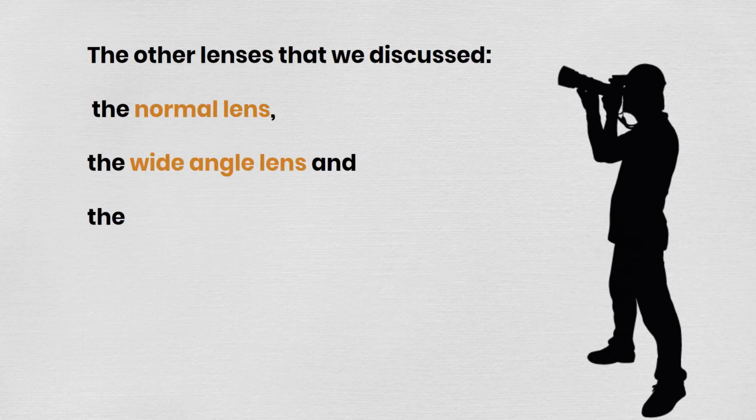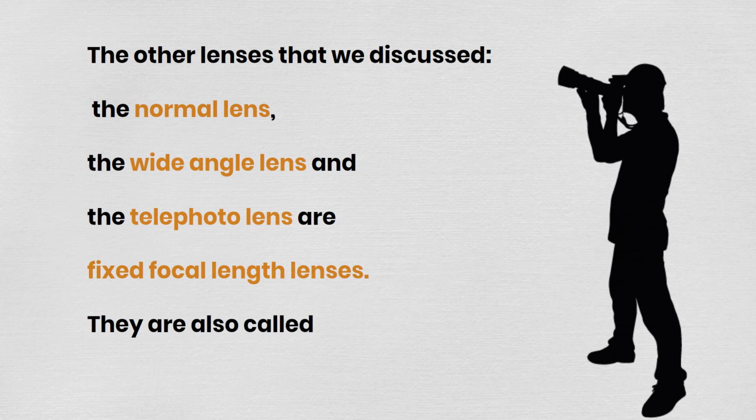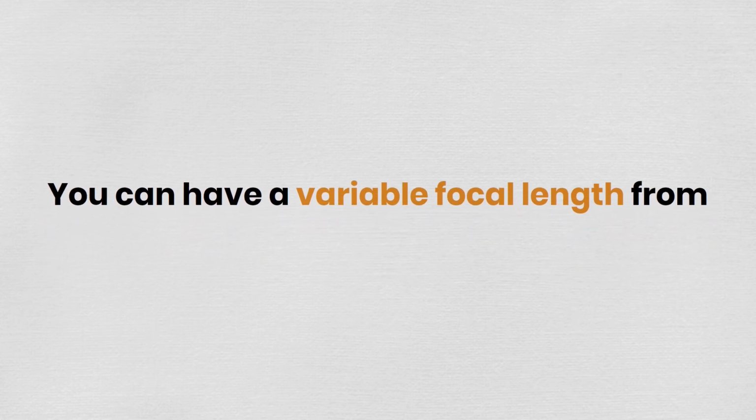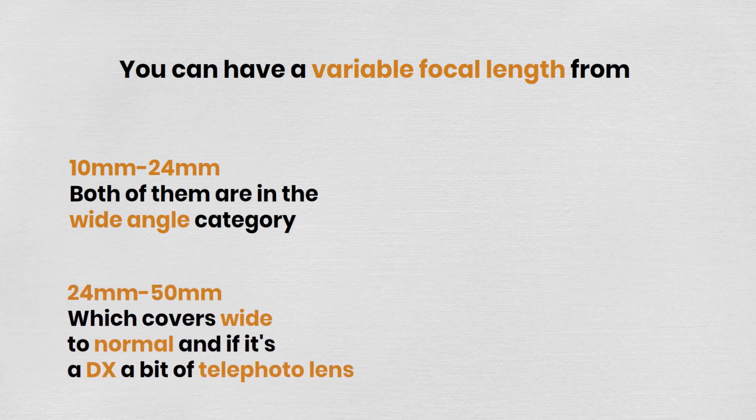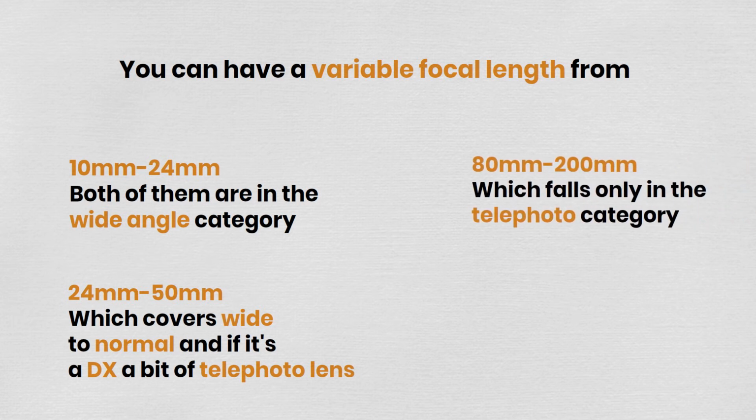The other lenses which we discussed, the normal lens, the wide angle lens and the telephoto lens, are fixed focal length lenses. They are also called prime lenses or block lenses, whereas zoom lenses have a variable focal length. You can have a variable focal length from, let us say, 10 to 24 mm. Both of them are in the wide angle category. You can have a zoom lens between 24 and 50 which covers wide to normal, and if it is a DX, a bit of telephoto. Or there are zoom lenses from 80 to 200 which fall only in the telephoto category. Then you have zoom lenses from 100 to 500.